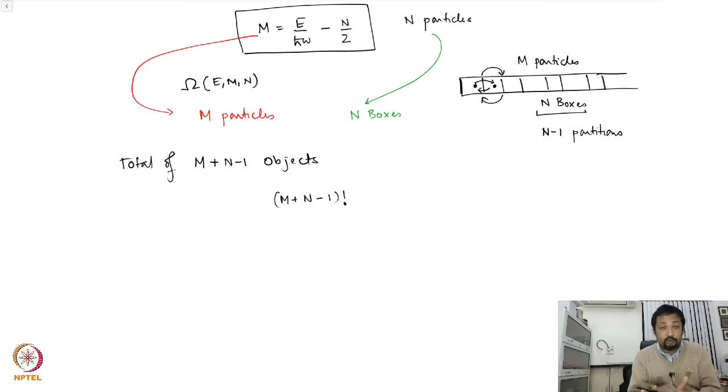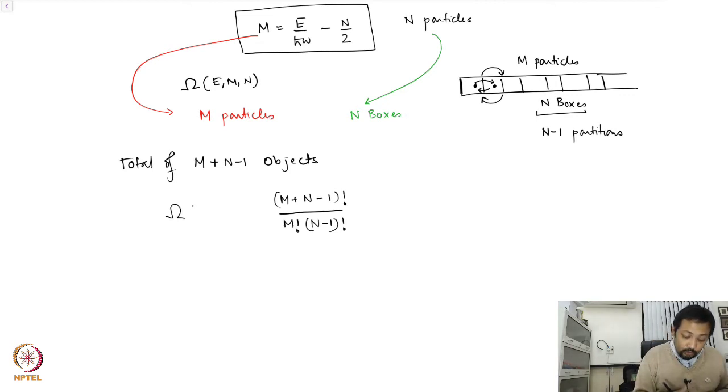So clearly this is an overcounting. And the overcounting is exactly given by m factorial, because you can interchange between the particles and that is not going to give you anything new. And you can interchange between the partitions, that is also not going to give you anything new. Therefore, the total number of microstates omega m, n is going to be this.